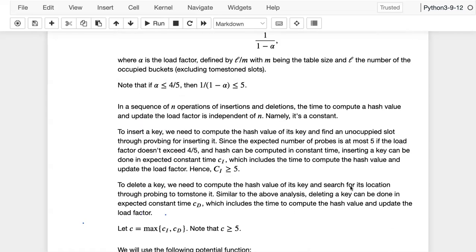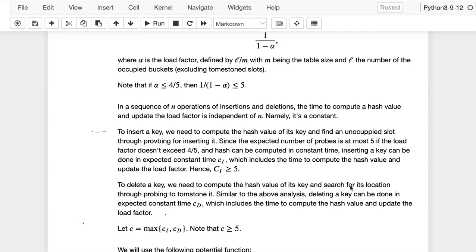Now, in a sequence of n operations of insertions and deletions, the time to compute a hash value and update the load factor is independent of n. Hence, it's a constant. So now let's look at key insertion.